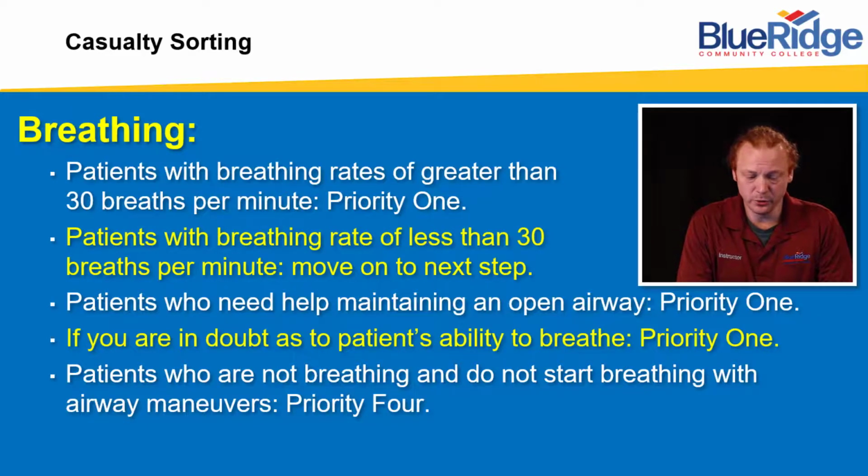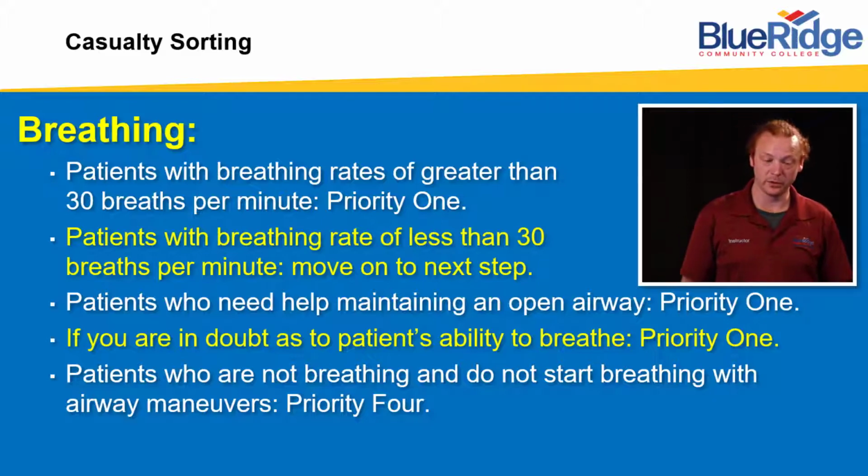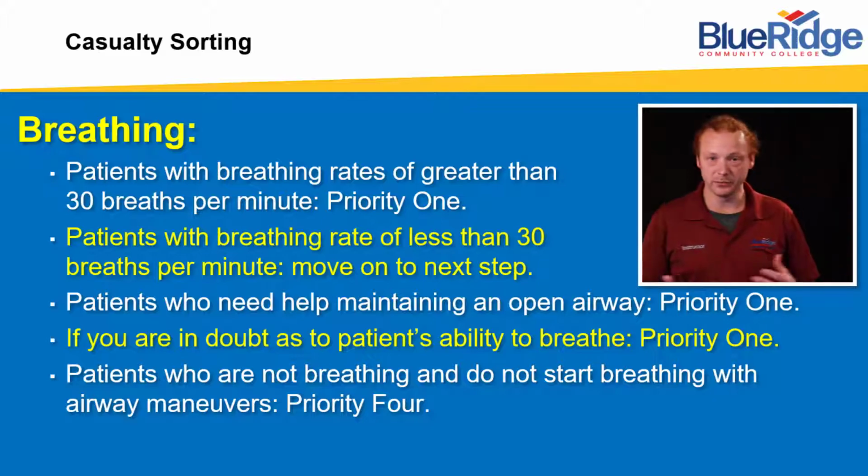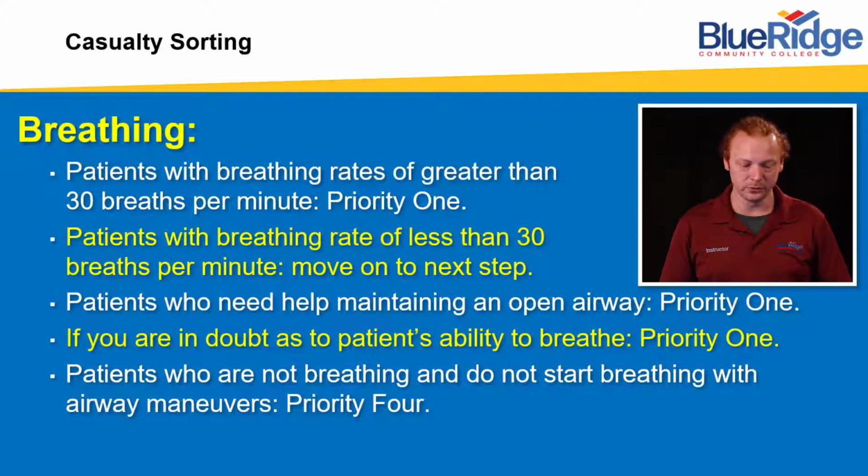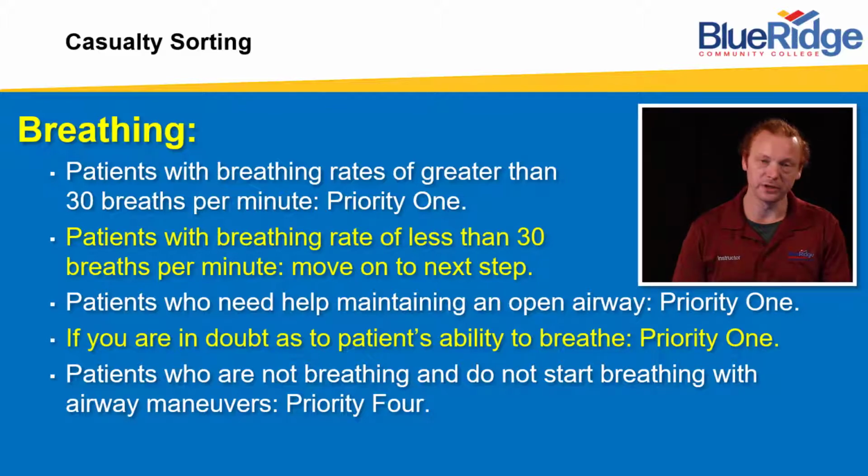A patient who needs help maintaining an airway is a priority 1 and receives a red tag. If you are in doubt as to the patient's ability to breathe, tag them as a priority 1. If it's in question, they get a red tag. If the patient is not breathing or does not start breathing with simple airway maneuvers, tag them as a 4 or a black tag and move on. Come back to them later and reassess, but don't get tunnel vision, don't get hung up on that one patient.